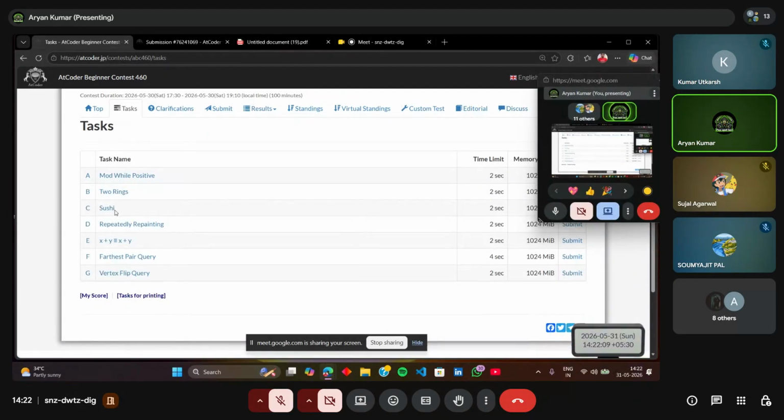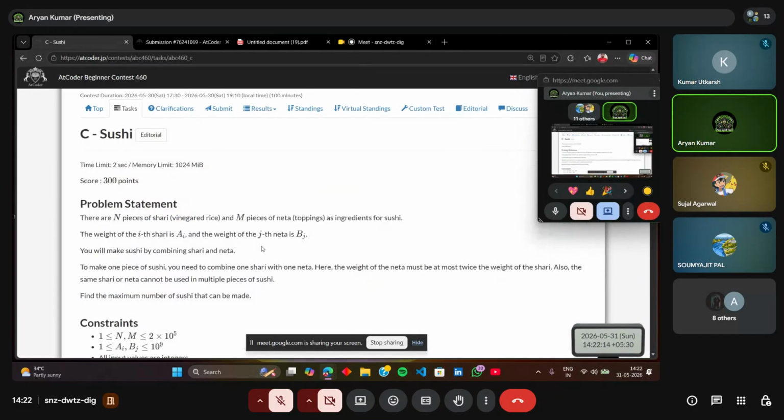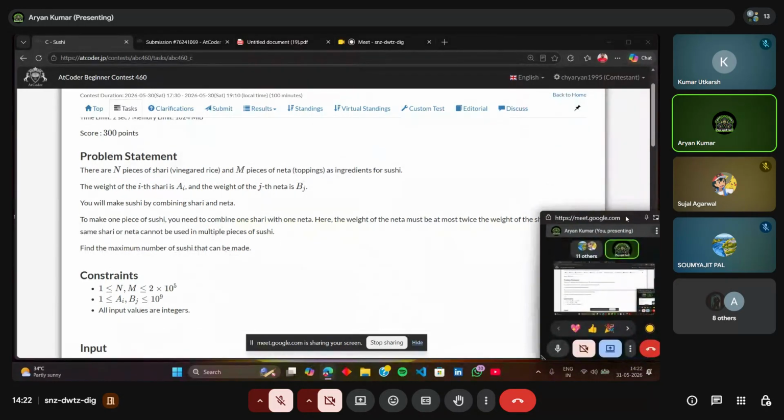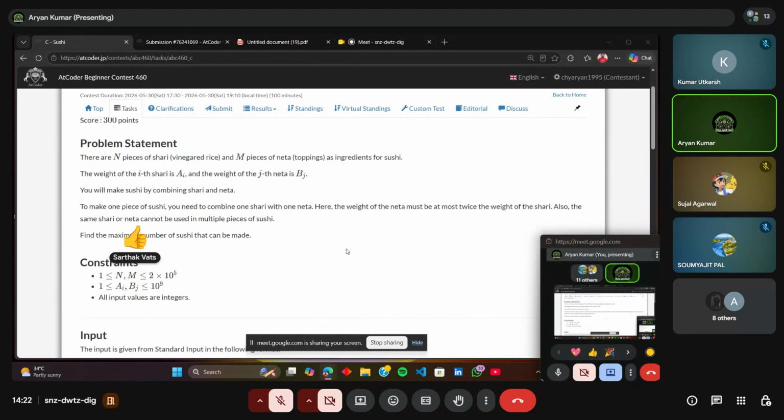Okay. Now we will move to the third problem. This is saying that there are n pieces of sari, that is vinegared rice, and m pieces of neta, these are toppings, as ingredients for sushi. This is something we have to keep in mind, that there are n pieces and m pieces. The weight of the ith sari is ai, and the weight of the jth neta is bj.